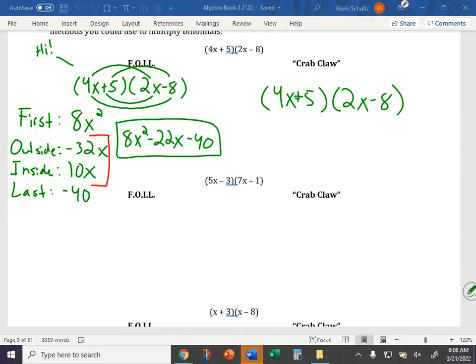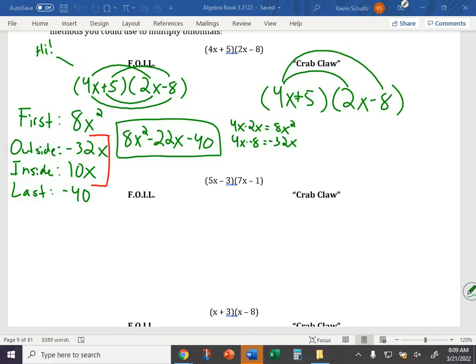Okay? We're going to start by multiplying our 4x and 2x together, like we did with Old Man FOIL. And 4x times 2x gives us 8x squared. But this time, instead of going underneath to get to that negative 8, we're just going to go up top again. So we still get 4x times negative 8, it just looks a little bit different. And we still get negative 32x as a result.